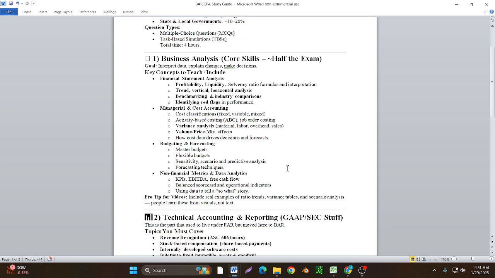So, section 1 here, you got business analysts, and it's about half the exam. It's roughly 40 to 50% of the exam. This area is all about financial statement analysis, cost accounting and managerial accounting, budgeting and forecast, data analytics and performance metrics. And you need to be able to not just calculate ratios, but explain what changed and tell the story behind the numbers. The exam heavily tests applications and analyst skills, not just definitions.